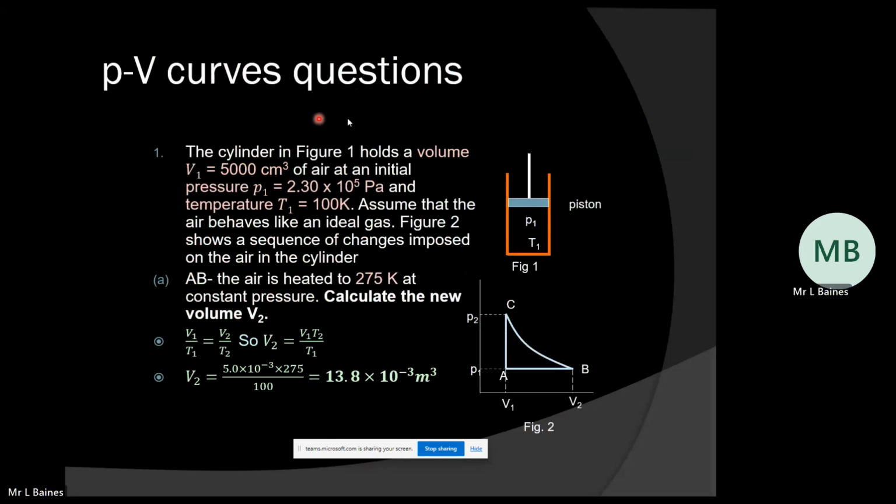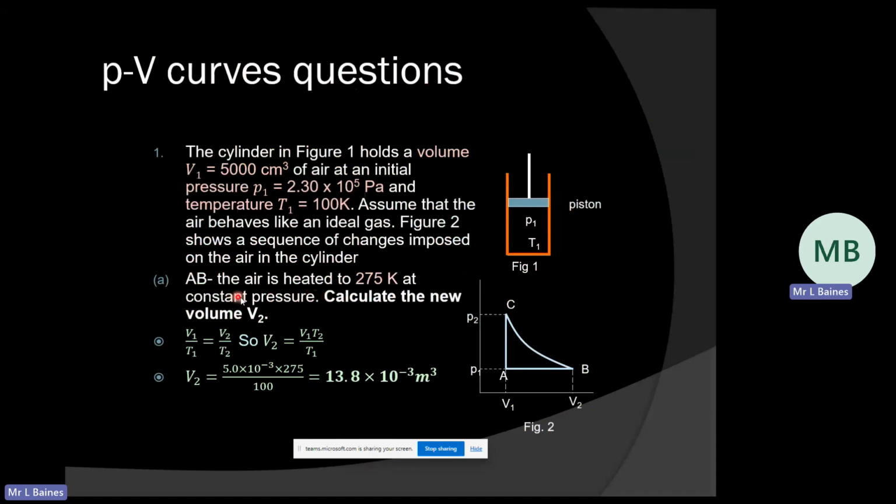Now, I'm just going to run through an example question for you before I set you on your own task. So we've got a cylinder in figure 1. It's got a volume in here, 5,000 centimeters cubed. We've got a pressure that we're told, 2.3 times 10 to the 5 pascals, and a temperature of 100 Kelvin. Your temperatures do need to be in kelvins. So if you're not confident in that, obviously 0 degrees Celsius is 273 Kelvin. You need to be really confident in calculating those.